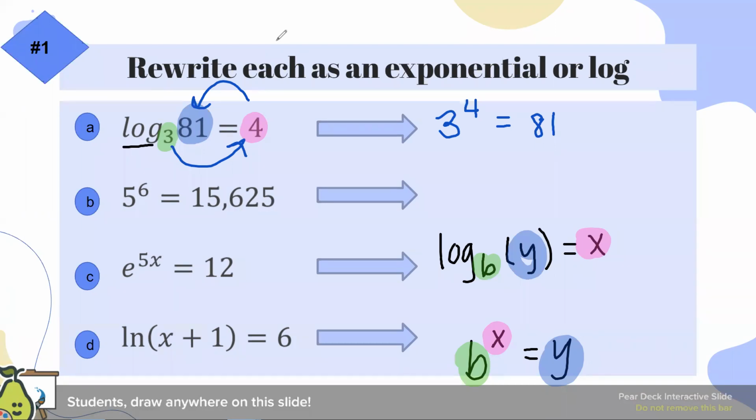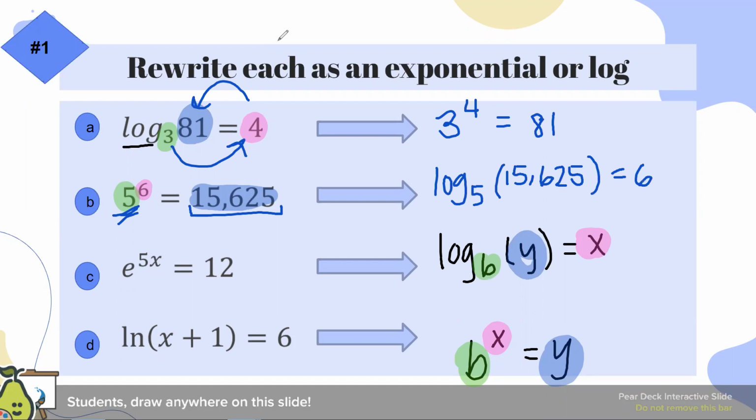Number 2 is already in exponential form. The reason I know this is because I can see that straight away there's an exponent, there's a base part, and then there's also something that it's equal to. So if I'm going to convert this into a logarithm form, it's really important that we remember the base of the log has to equal the base of the exponential. So this is going to be log base 5. The argument is 15,625. And it is equal to the exponent of 6.